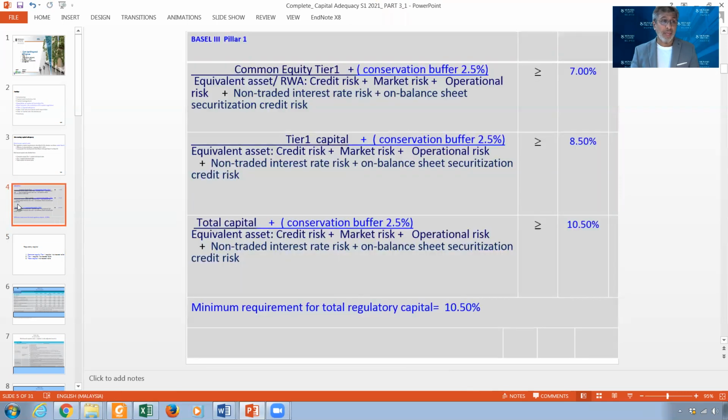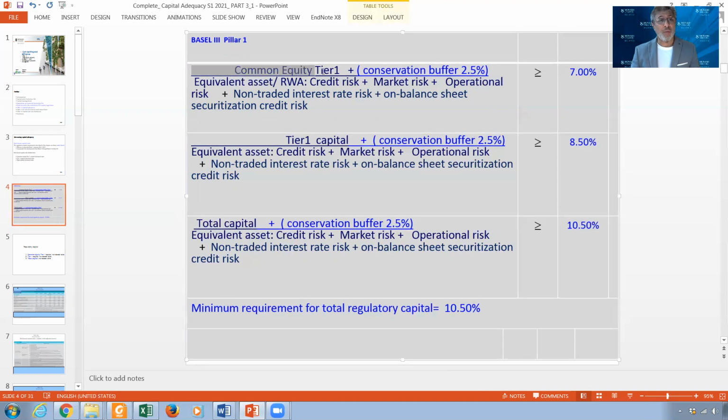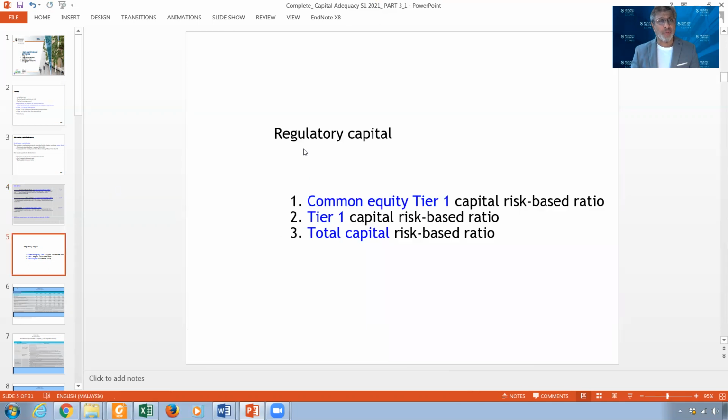Now, as you can see, if we are going to talk about this formula, this is the whole thing we are going to do. We need to identify which one is this one. We need to work first with the numerator and then work with the denominator one by one. Let's start with the numerator, which is the equity. Now, the regulatory capital, as I told you, 1, 2, 3: we have the common equity, we have tier 1, and we have the total capital.